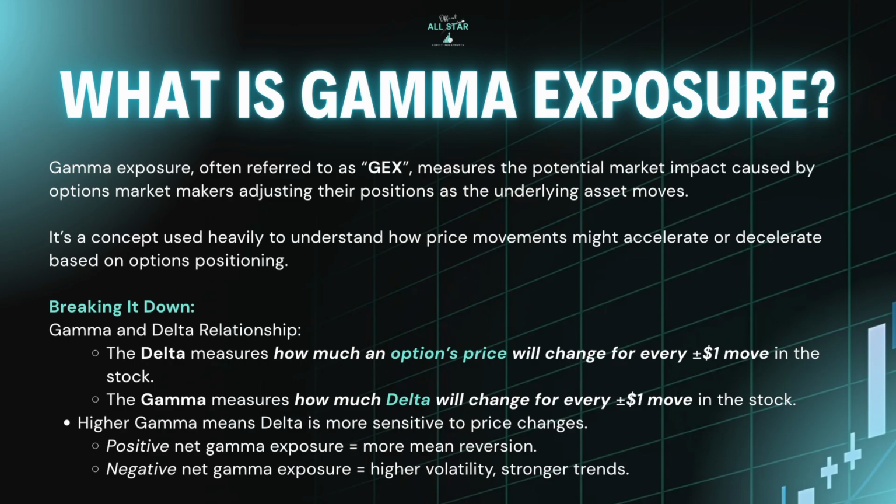So gamma exposure is commonly referred to as GEX, and basically what it does is measure the potential market impact caused by options institutional investors adjusting their positions as a stock moves up and down. And the reason the GEX is so important is that it's an element used heavily in options trading to understand how price action might accelerate or decelerate based upon positioning.